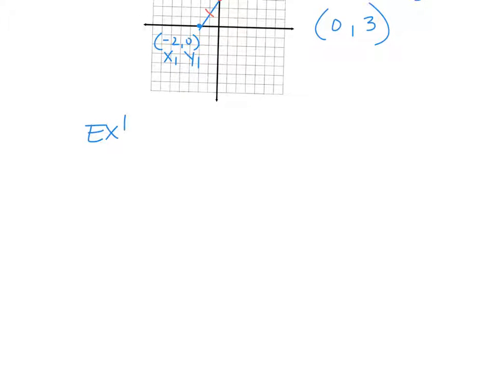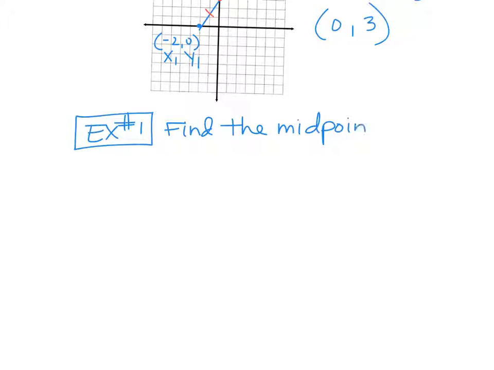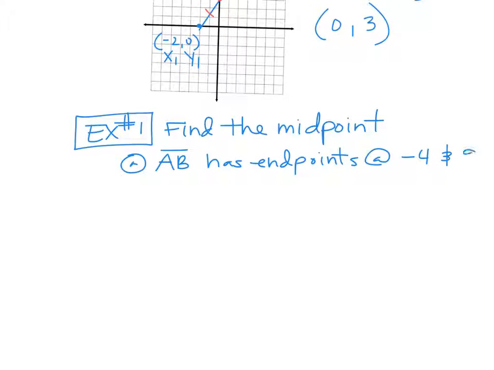For this first example, they'll say find the midpoint. And they might say on a number line, or they might say in the coordinate plane, or they might just give you something like this. AB has endpoints at -4 and 9. Okay, so if they just give you two numbers, they're saying on a number line, essentially, what's the midpoint of that?